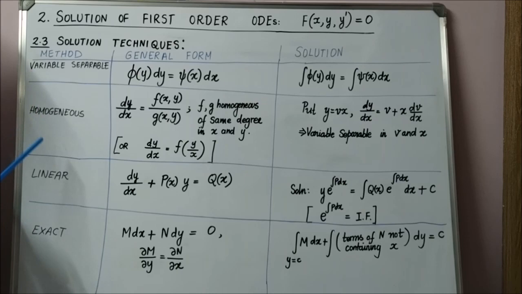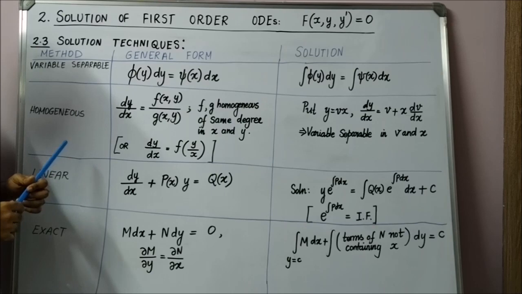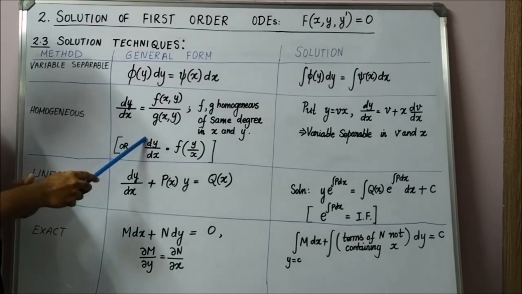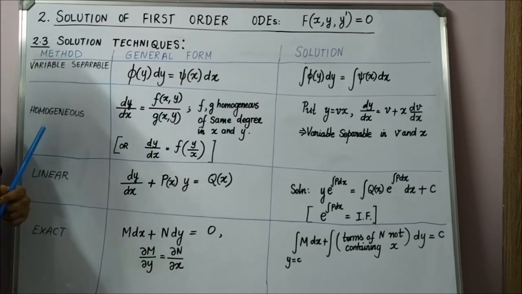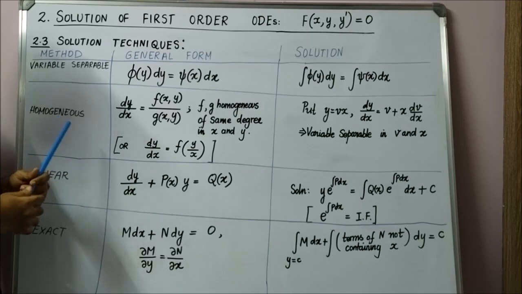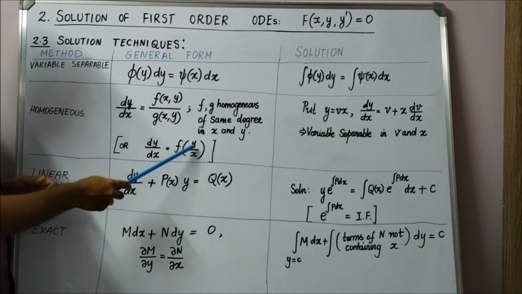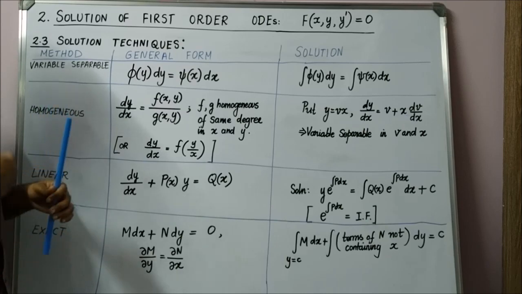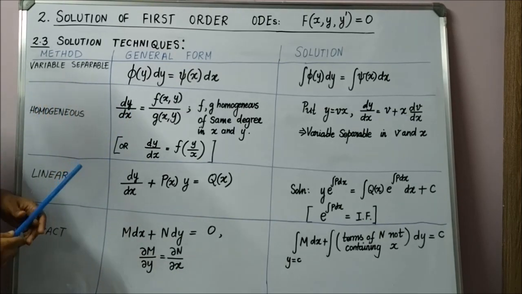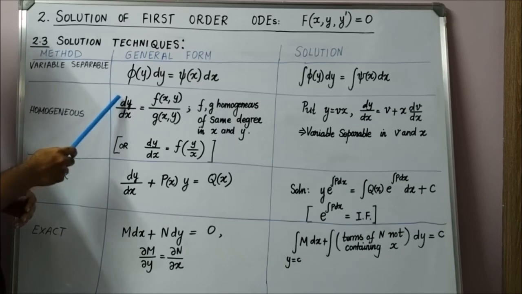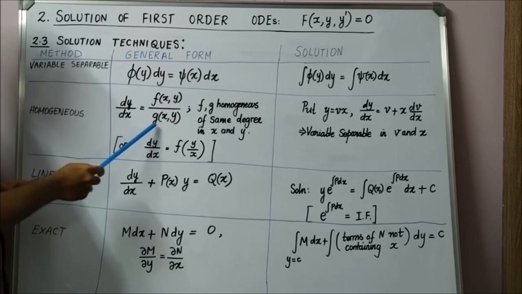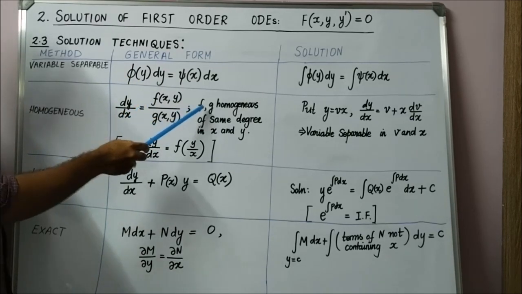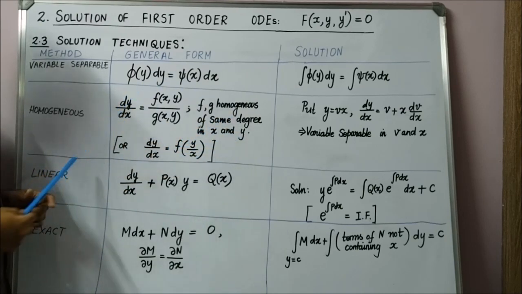The second category is the homogeneous equations. The general form of the homogeneous equations is of two types. You either have dy by dx equal to a function of just y by x. Y and x both appear, but they appear only as a ratio y by x. They do not appear separately. Or sometimes you see the form dy by dx equal to a function f of x, y divided by another function g of x, y, where f and g are both homogeneous functions of the same degree in x and y.